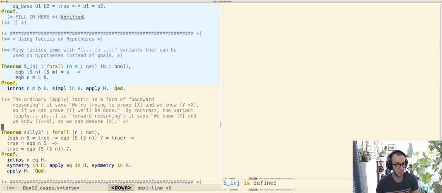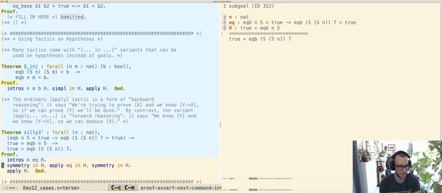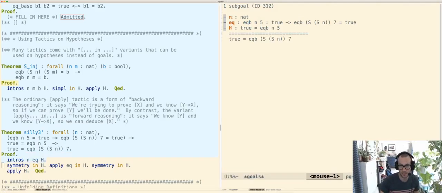So here's another example that we can see. So using apply, this is extremely silly, right? So if it is the case for some natural number n that n being equal to 5 is true implies that successor of n being equal to 7 is true, which happens to be true for all natural numbers n. I think we've proved it before. Then if it's the case that true equals EQB n 5, right? If those are equal, then EQB S of n 7.